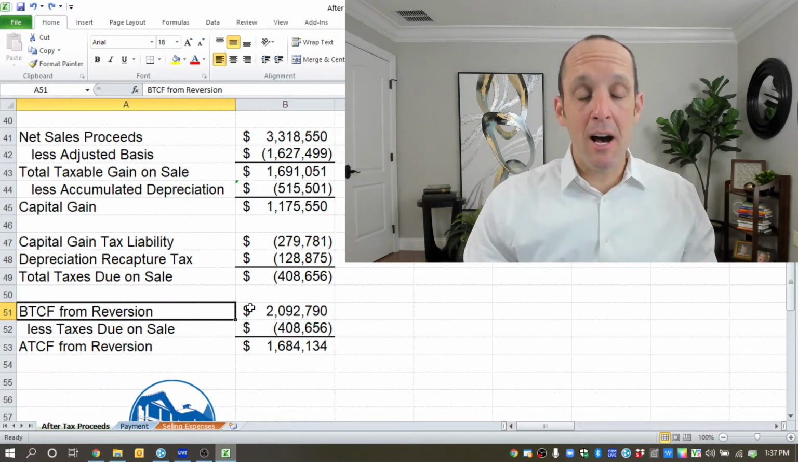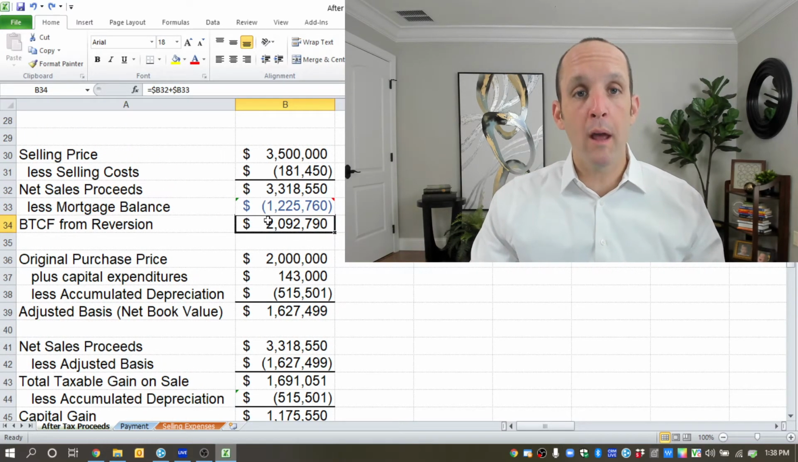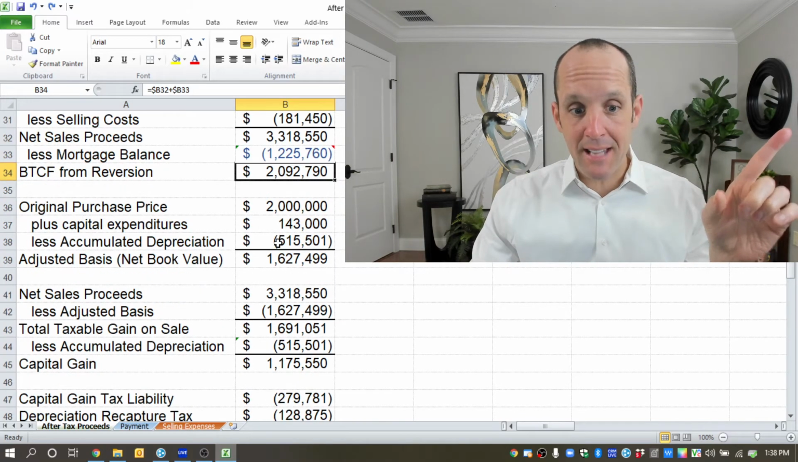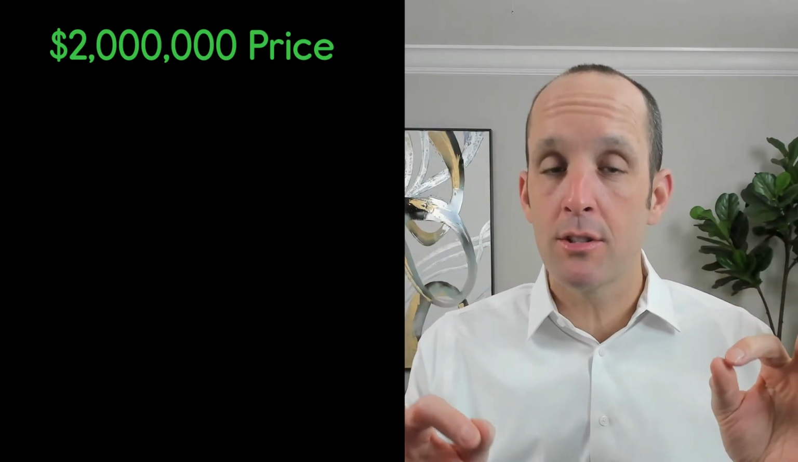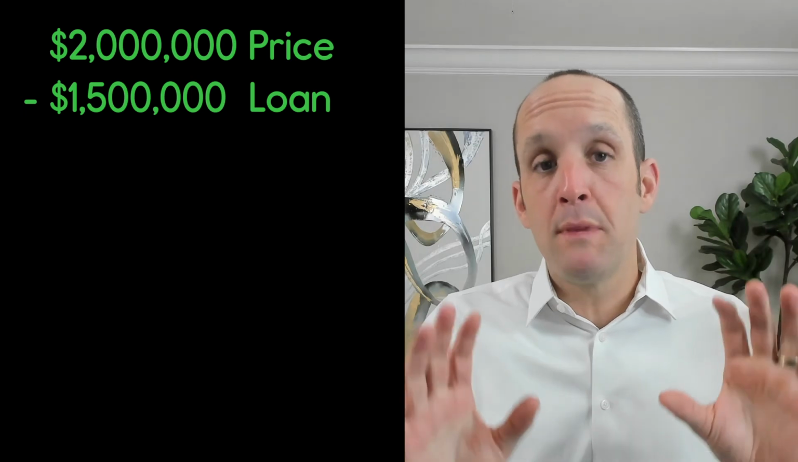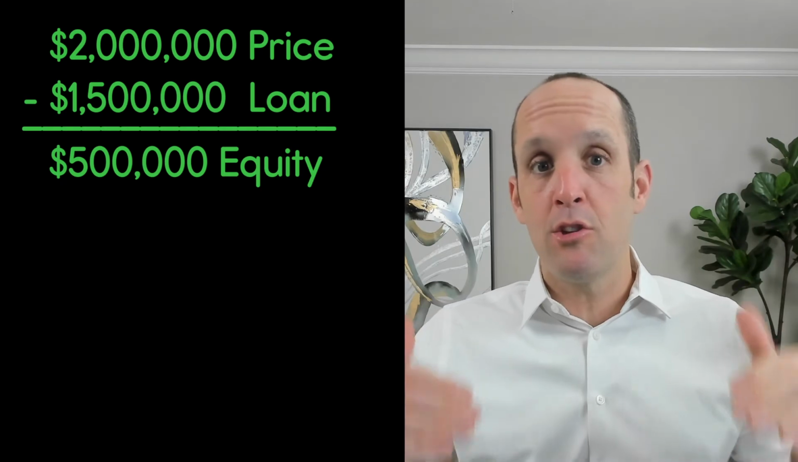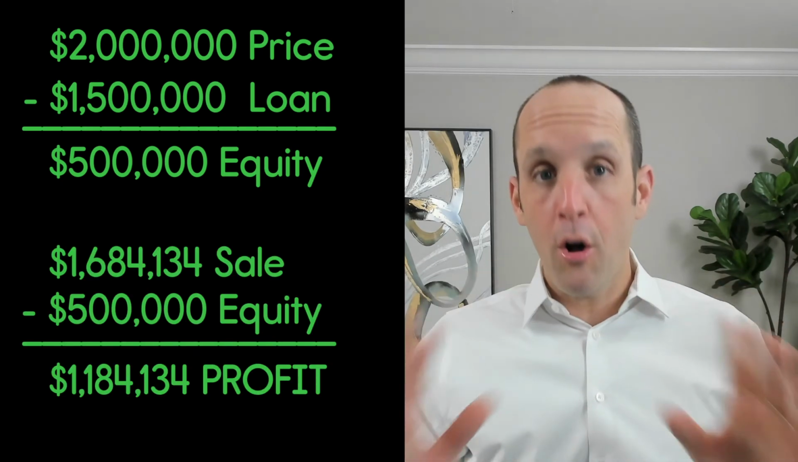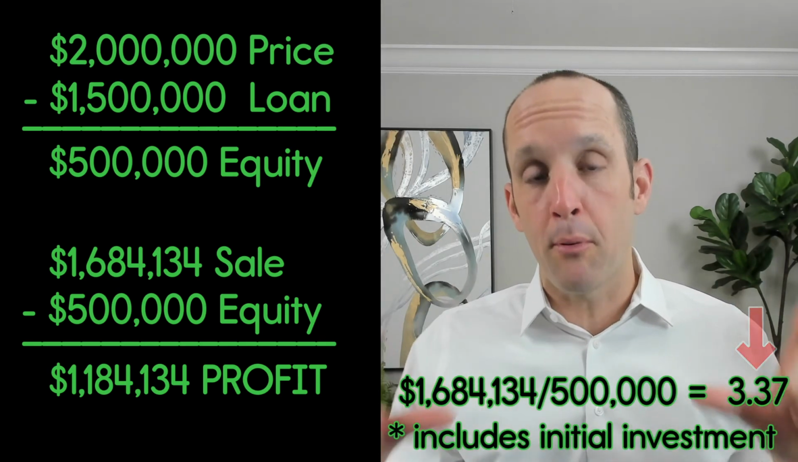Now to sum it all up, we're going to take your before tax cash flow from reversion, which is what you walked away with at closing before paying taxes. Then you paid your taxes and you put $1.7 million in your pocket. That's actually a pretty darn good investment. Think about it. You bought the property 9 years ago for $2 million. You got a 75% loan, which means you put down $500,000. And after that 9-year period, you sold it, paid all your expenses, all your taxes, and walked away with $1.7 million, which is over triple what you put into it.